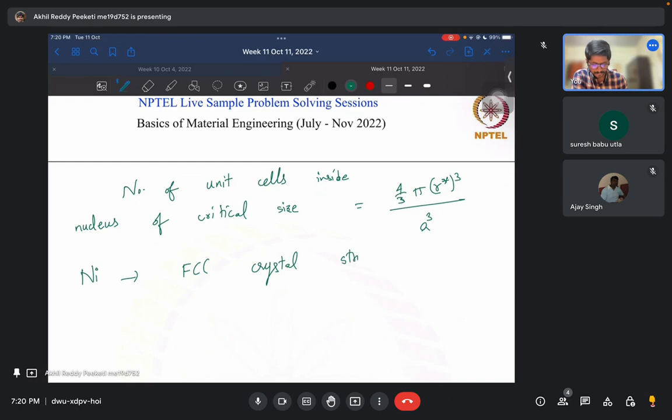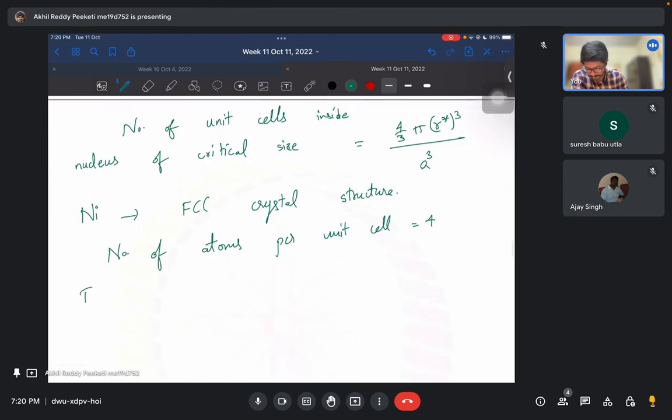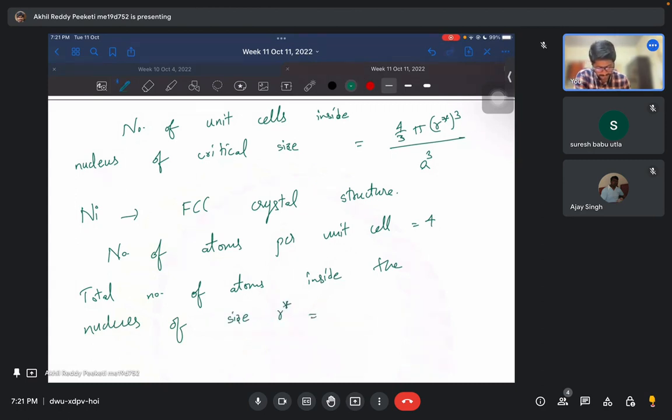So the number of atoms per unit cell is 4. So the total number of atoms inside the nucleus of size r star would be 4 into 4 by 3 pi r star cube by a cube.